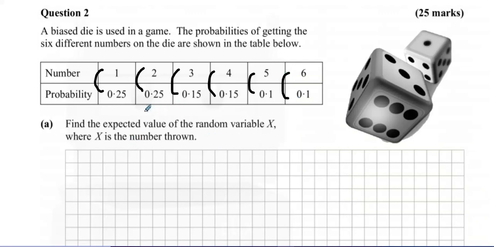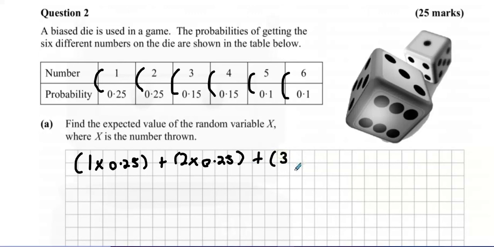Now remember, the dice isn't a fair dice because it only has a 10% chance of landing on a 6, but yet a 25% chance of landing on a 1. So it's not a fair dice. Okay, so it's 1 multiplied by 0.25 plus 2 multiplied by 0.25 plus 3 multiplied by 0.15 plus 4 multiplied by 0.15 plus 5 multiplied by 0.1 and then plus 6 multiplied by 0.1.